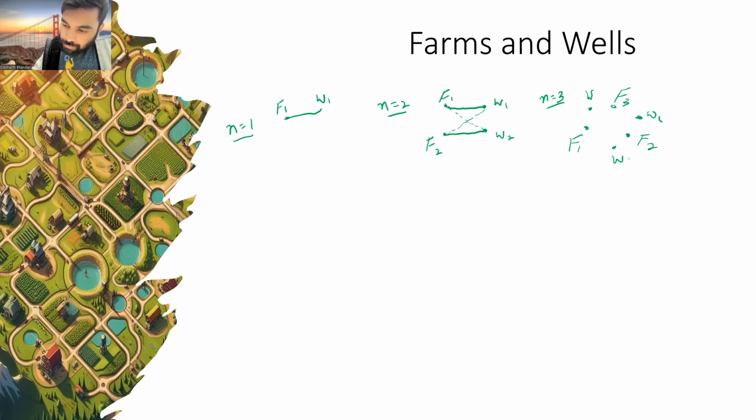There's a question. Is there a constraint like each well is meant for each farm? No, there is no such constraint. So farm 1 need not be connected to well 1. So let's consider this example, the example that I'm drawing.